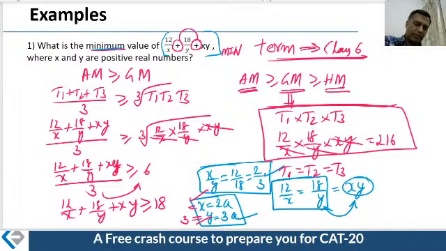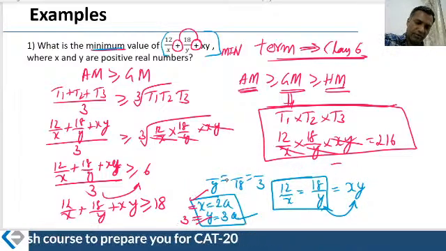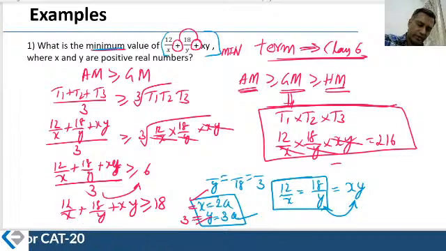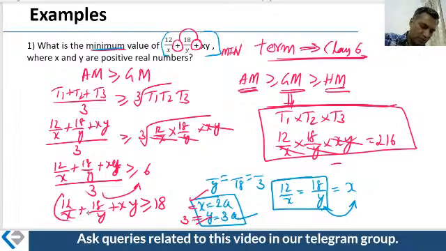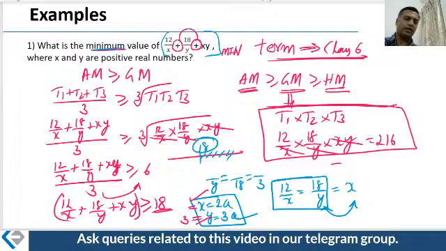Greater than or equal to 18 means what, my friends? It means it can take values from 18 up to infinity. Therefore, what is the minimum value? Because greater than or equal to 18 means this expression can go from 18 up to infinity. So 18 is the smallest number. From 18 up to infinity, the smallest value is nothing but 18. That is what you got.